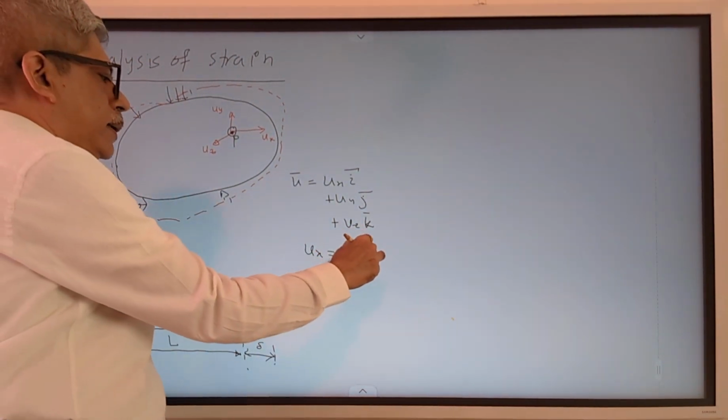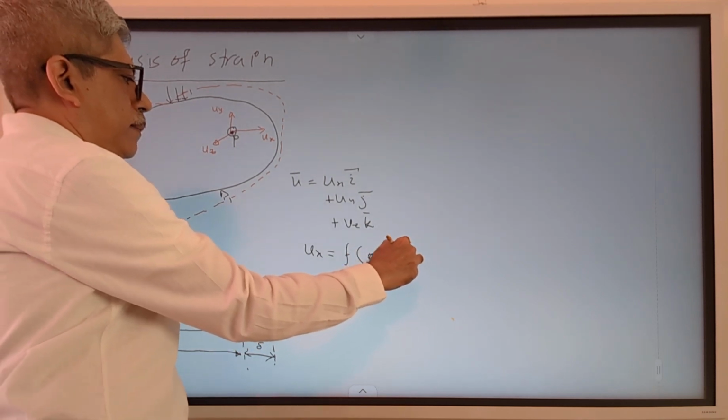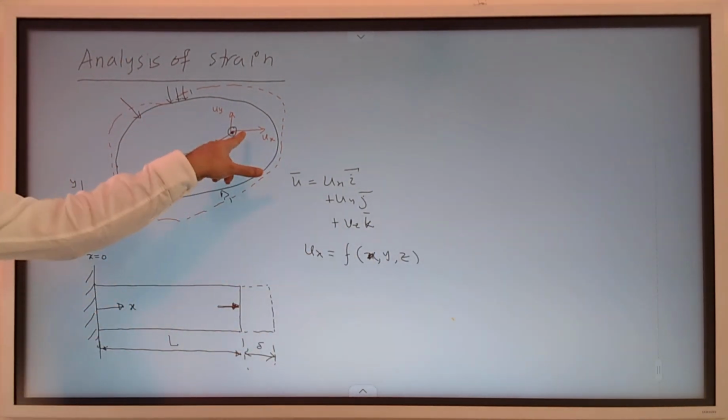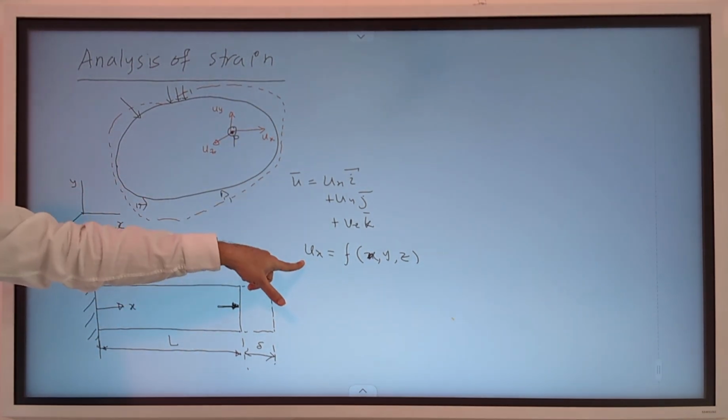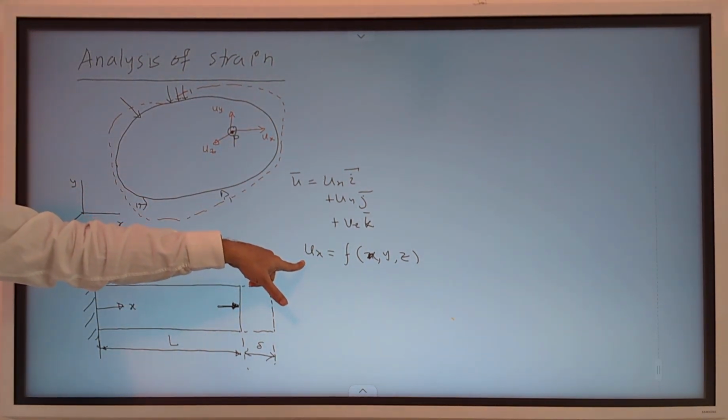where ux is, at any point, if you take any coordinate x, y, z, you will get the value; some function would be there that will give you the ux deformation.